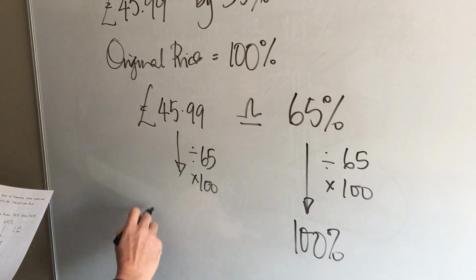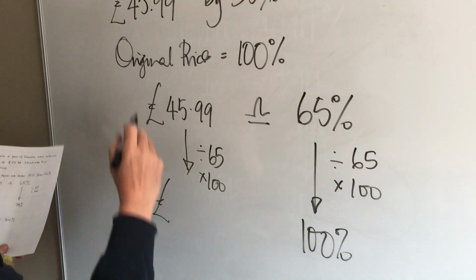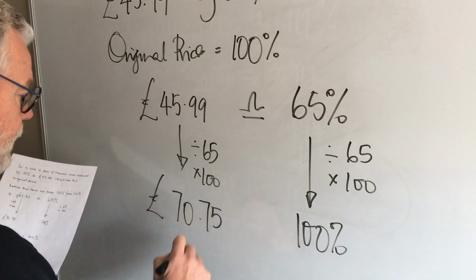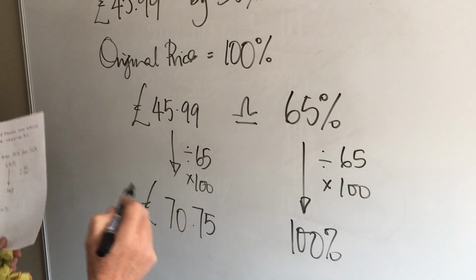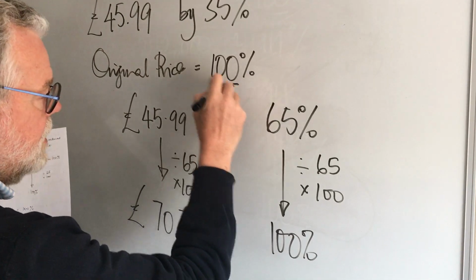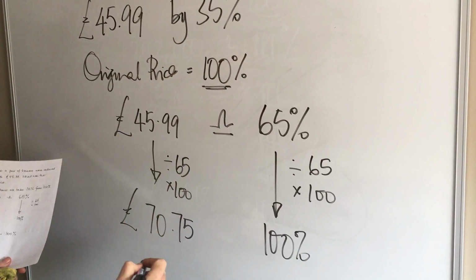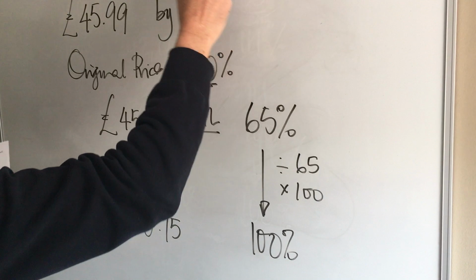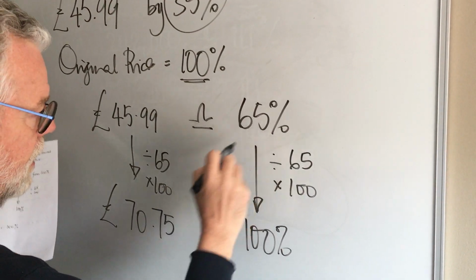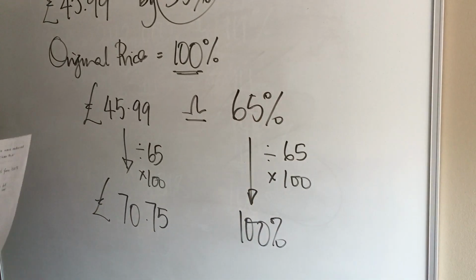And when we do that, it tells us that the original price of our trainers was £70.75. And remember, the key to all this, the original value that we're being asked is always the 100% value. That's what we've got to get to. And when we're decreasing, we take our 35% away to give us an equivalent starting point of 65%. And that's it.